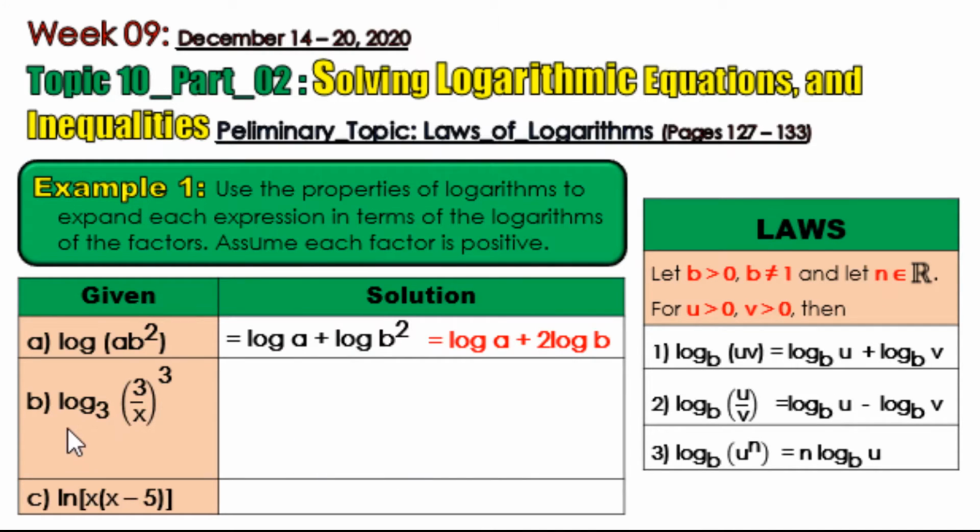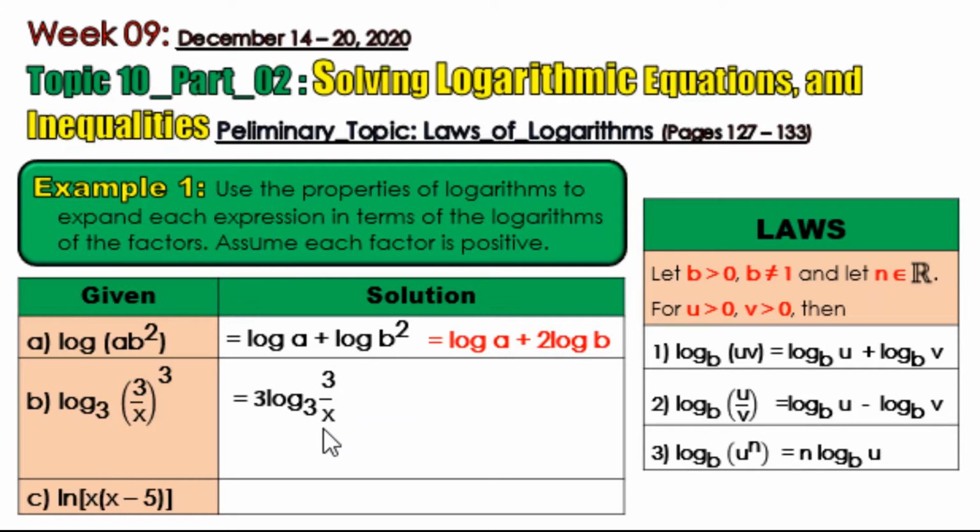Now let us proceed to letter B. Logarithm of 3 divided by x cubed to the base 3. Okay, so we have quotient and we have still the exponent. So what do you think? Okay, so let us start with applying the third law. We have the exponent 3. So we can use this as a multiplier. So we have 3 times the logarithm of 3 over x to the base 3.